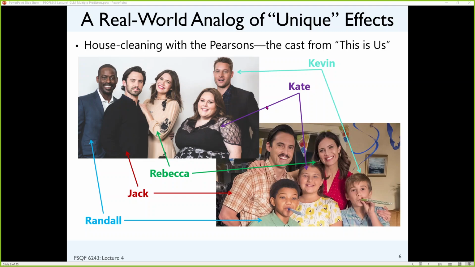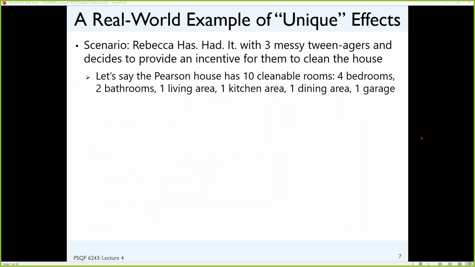So I'm using them as an example to talk about cleaning a house as a concrete representation of explaining variance. Okay, you with me? So here's the story. So let's say that Rebecca has had it with 3 messy teenagers, and she decides to design an incentive to get their house clean. So let's say their house has 10 cleanable rooms in total. They each have a bedroom, 2 bathrooms, living area, kitchen, dining, garage.